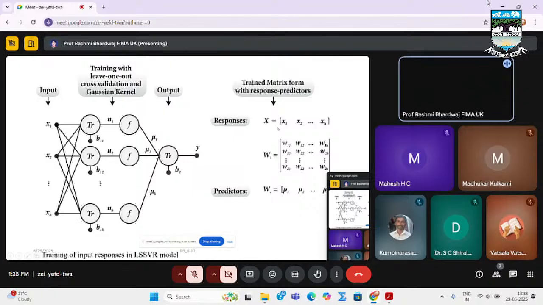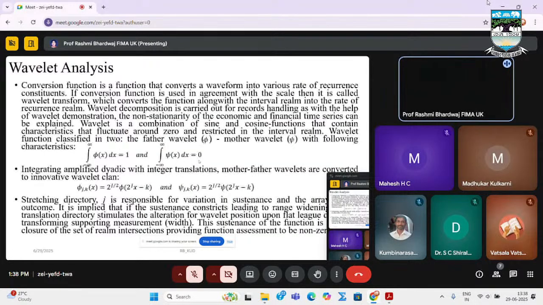So we have the matrix as x equal to x1, x2, xn. This complete process is based on these weight functions, and we are taking the predictors as mu1, mu2, mun. Based on this, we have defined the function and then we are finding the solution of the function. Now, what is wavelet analysis?